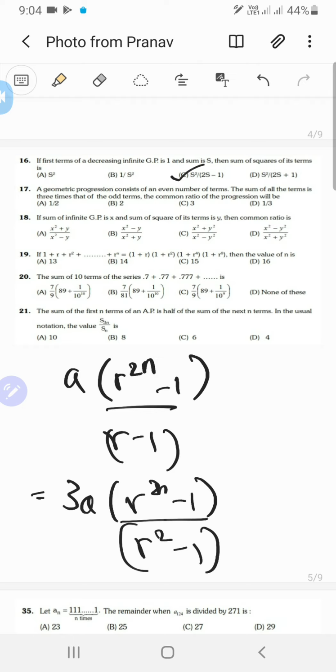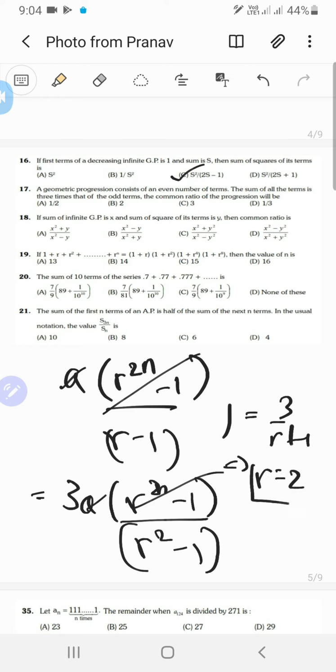Okay, that's cool. So this cancels, this also cancels. One of these factors will cancel. Alright, so you will just have 1 equal to 3 upon r plus 1, which means that r equals 2. Easy. So the common ratio of the progression is 2.